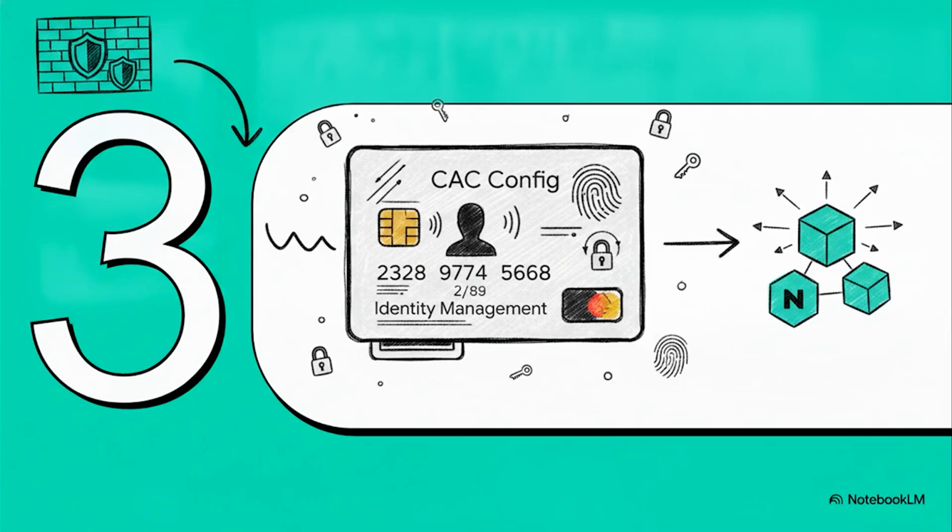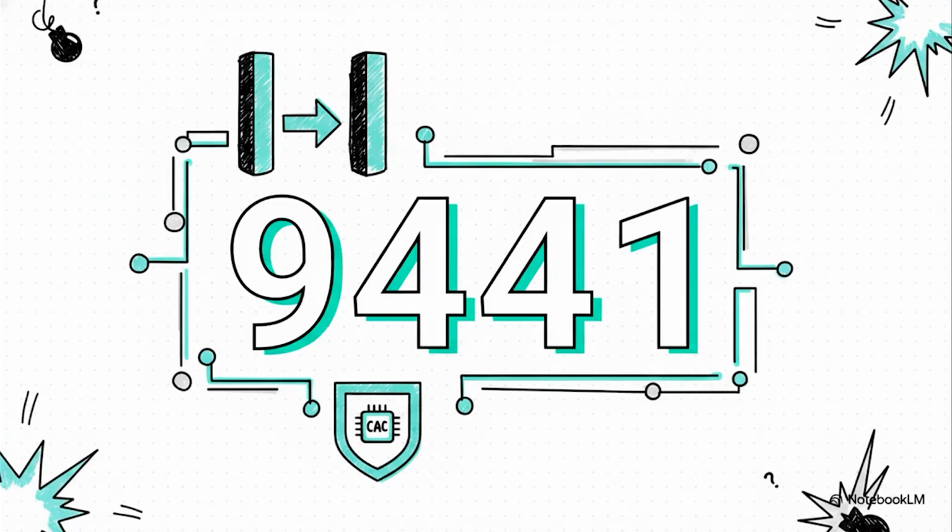Okay, Section 3, walkthrough for CAC authentication configuration. Let's pivot from network firewall rules over to identity management and trace the mechanics in Prism. 9441. Seriously, burn this number into your brain right now. When you turn on CAC authentication, the system completely stops using the standard web console login on port 443. Instead, it explicitly redirects your browser to use port 9441.